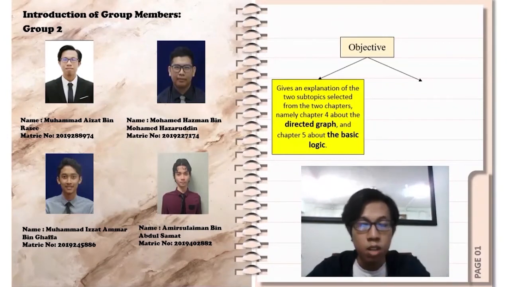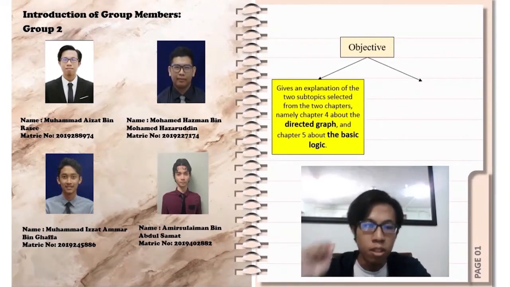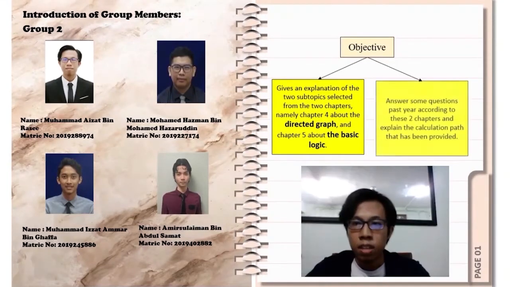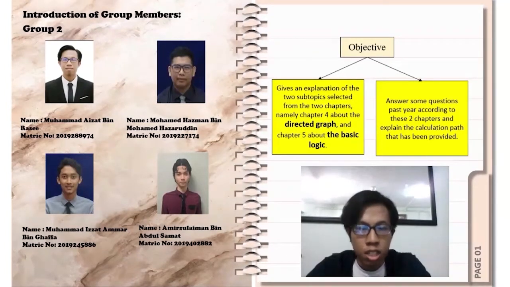For our group, we choose subtopics 4.1 and 4.2 about relation and function as the directed graph for Chapter 4, and 5.1 and 5.2 about basic connective, truth table, and logical equivalence for Chapter 5. Second, answer some past year questions according to these two chapters and explain the calculation path. We have selected a few questions, and in this video, we will explain one by one how to solve them.